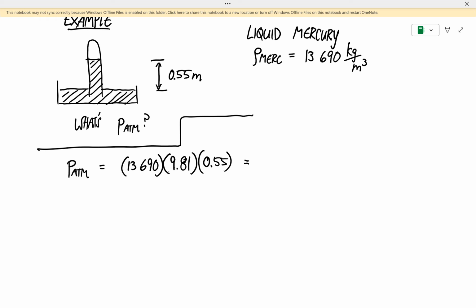Multiply that all out, and you get 73,864 pascals. What was standard atmospheric pressure again? 101, yeah, 101. So this is just under 3/4 of standard atmospheric pressure. So you'd expect this is a pretty high altitude. I think at the top of Mount Everest, the air pressure is about half of what it is at sea level. So maybe this is somewhere about the midpoint. That's a pretty high altitude, maybe 15,000 feet or something.